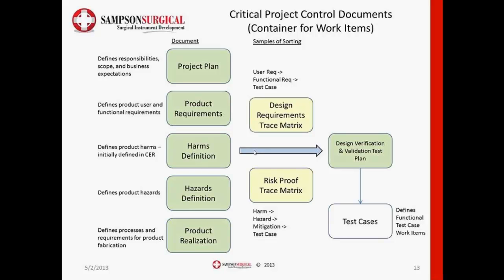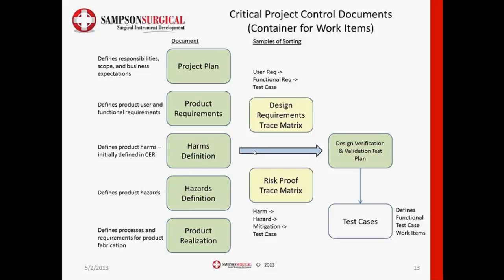So we have a project plan, which everybody understands the reason for, but the product requirements document defines the user needs and the requirements, including the functional requirements. And we did this harms definition in a standalone document because the initial definition of the harms comes from a document that isn't initially tied into the design control. So it's logical to put it in its own document.